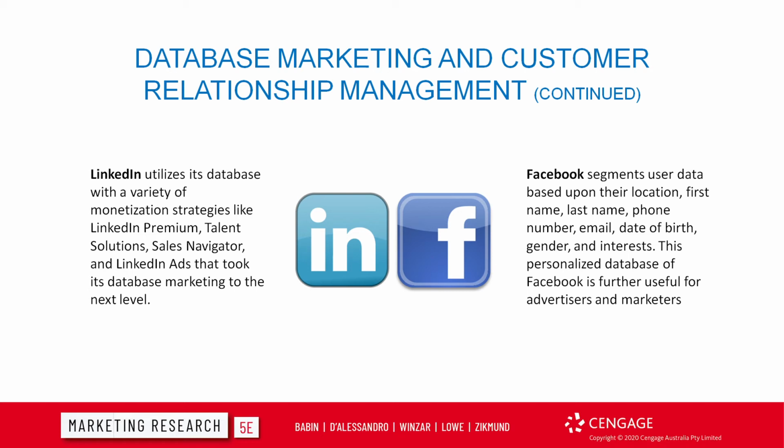The way Facebook segments its user data is one of the key database marketing examples. For ensuring personalized experiences, Facebook segments user data based upon their profile, such as location, first name, last name, phone number, email, date of birth, gender, and interests. And this personalized database of Facebook is quite useful for advertisers and marketers who use Facebook to run their ads. As per a rough estimate, Facebook currently incorporates data of more than 2 billion people.